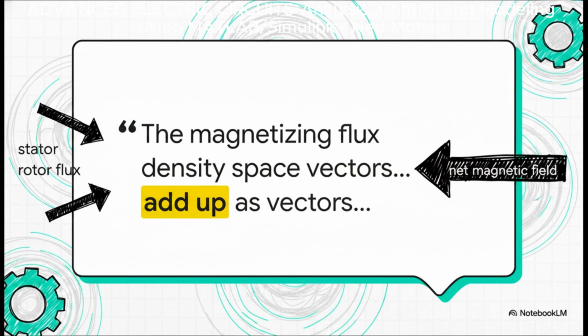And this quote right here just nails the key takeaway. Those two magnetizing fluxes, one from the stator and one from the rotor, meet in the air gap. And what do they do? They add up. Now, it's a vector addition, so direction matters, but the point is they combine to create a single net magnetic field in the machine.